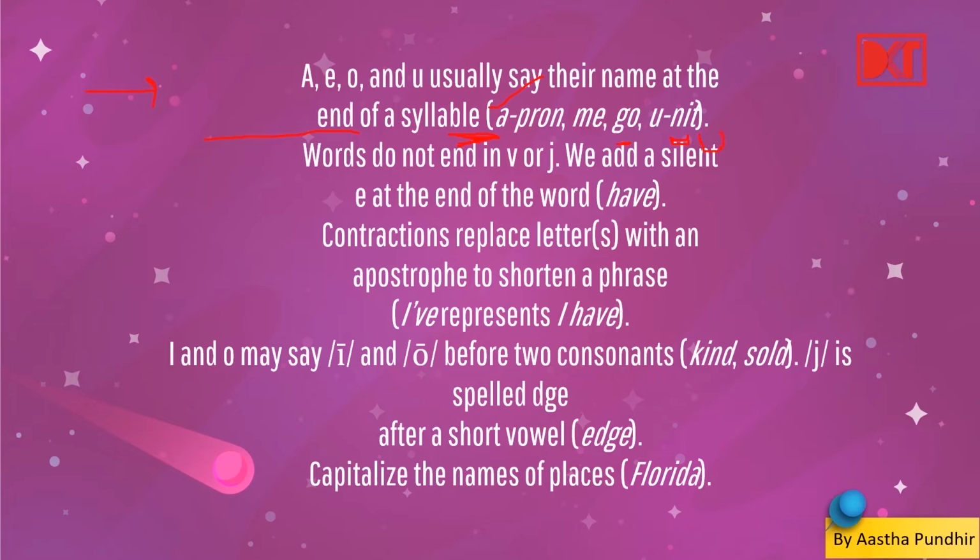Alright. Then other one like words do not end in B or J. We add a silent E at the end of the word, like have. So remember, words do not end in B or J.